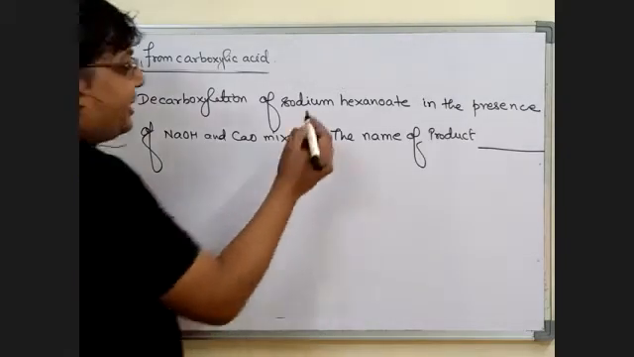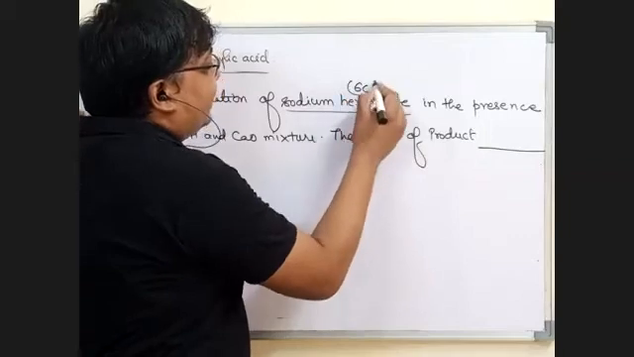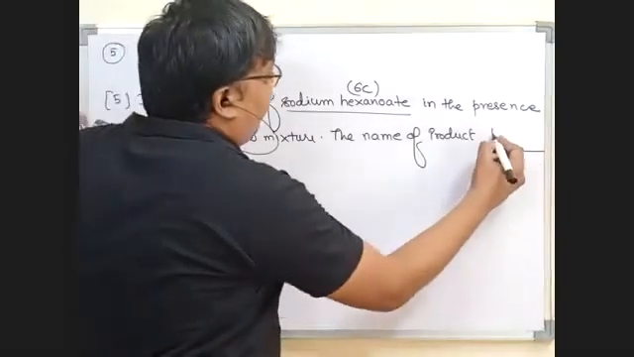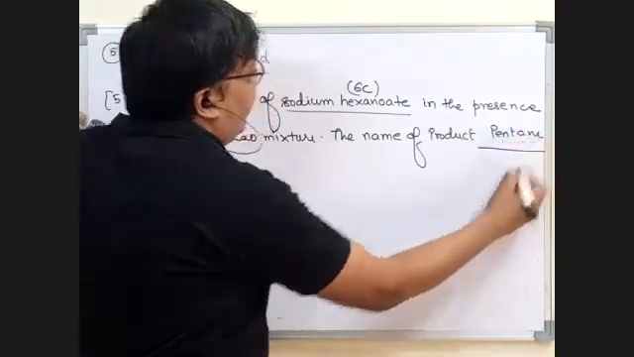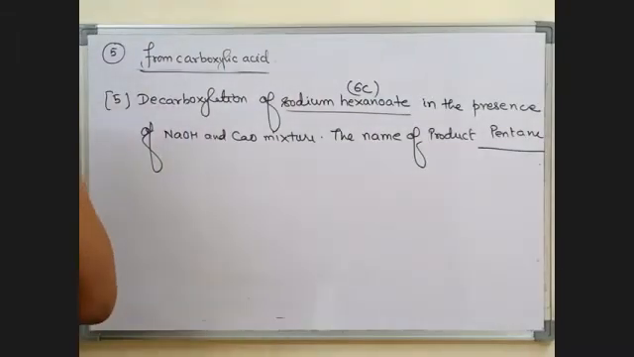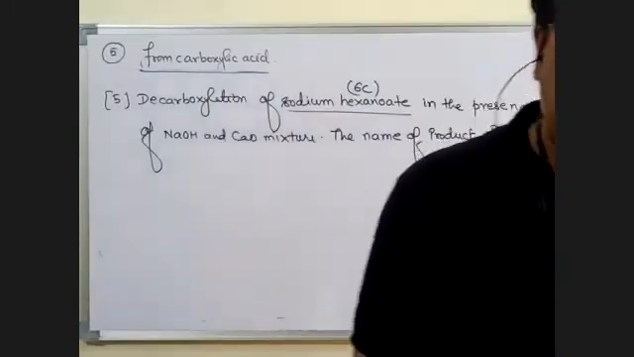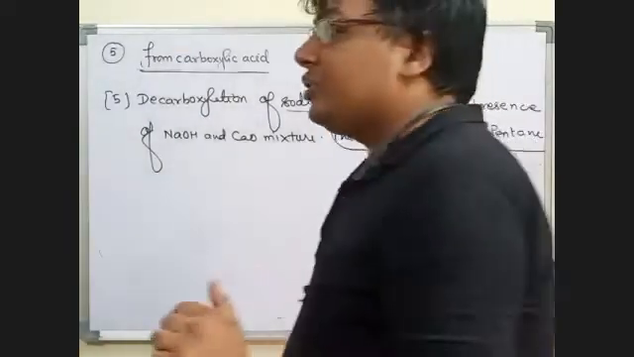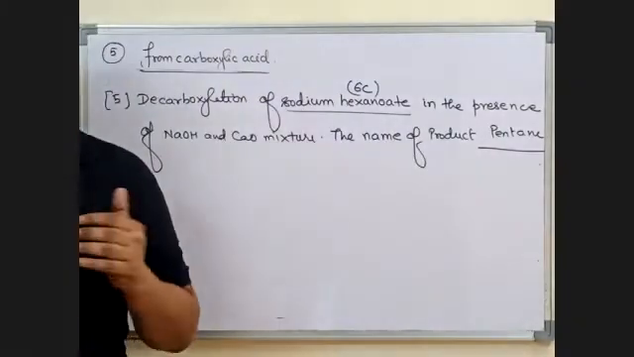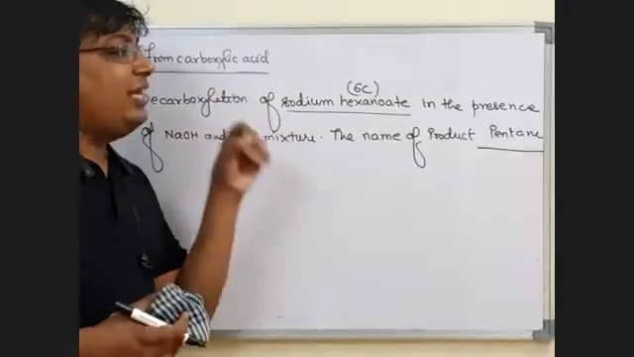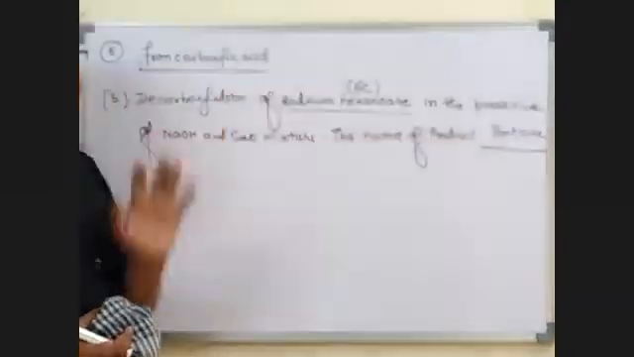So this is hexanoate, that means this is a 6 carbon salt. That's why your alkane will be 5 carbon. Your product will be pentane along with Na2CO3, students. Always in a decarboxylation reaction, the alkane product has 1 carbon less than the sodium salt.